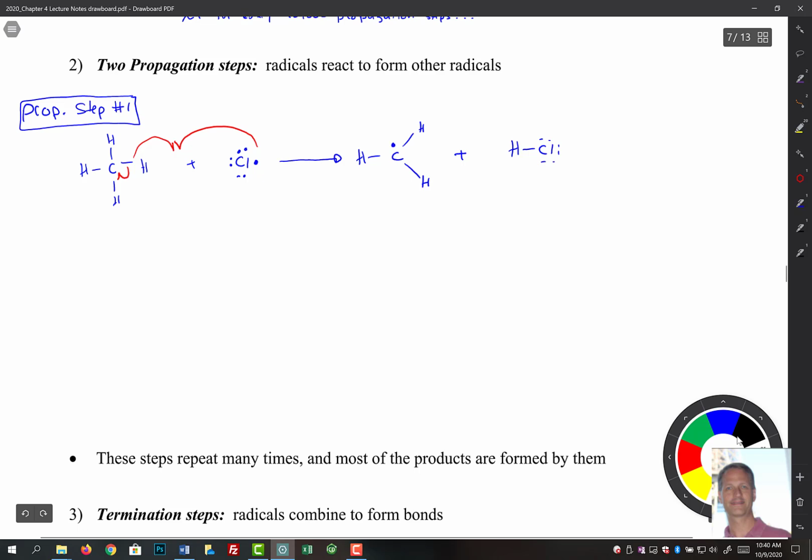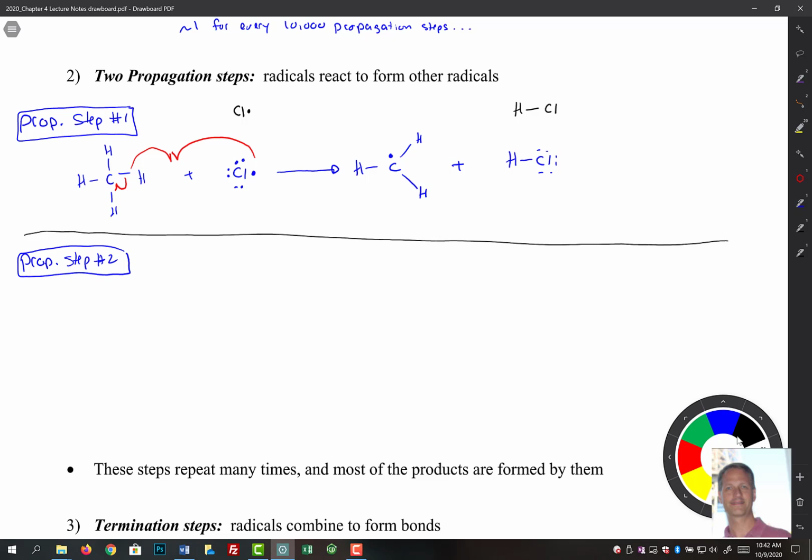Now sometimes you may see the chlorine written out like this. So often we'll write it out like that, and we understand that there must be 3 other lone pairs. And the same thing over here, sometimes we'll see this just written like that. And again, you understand the lone pairs need to be there.